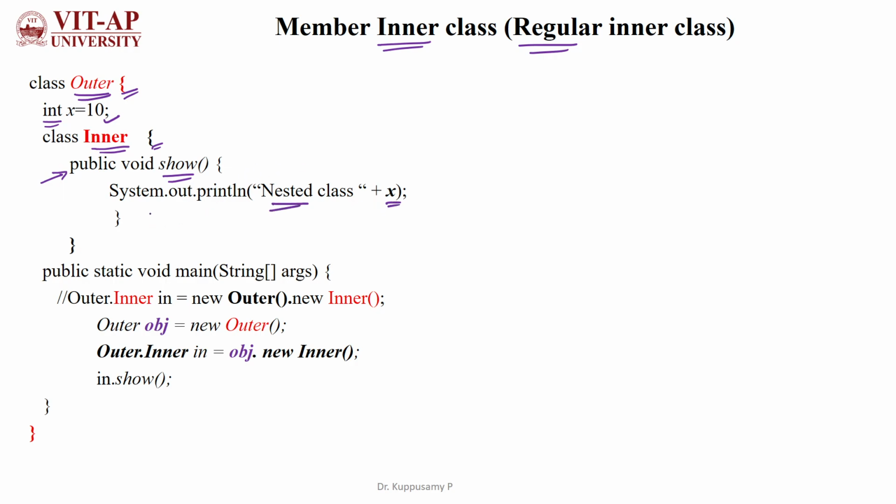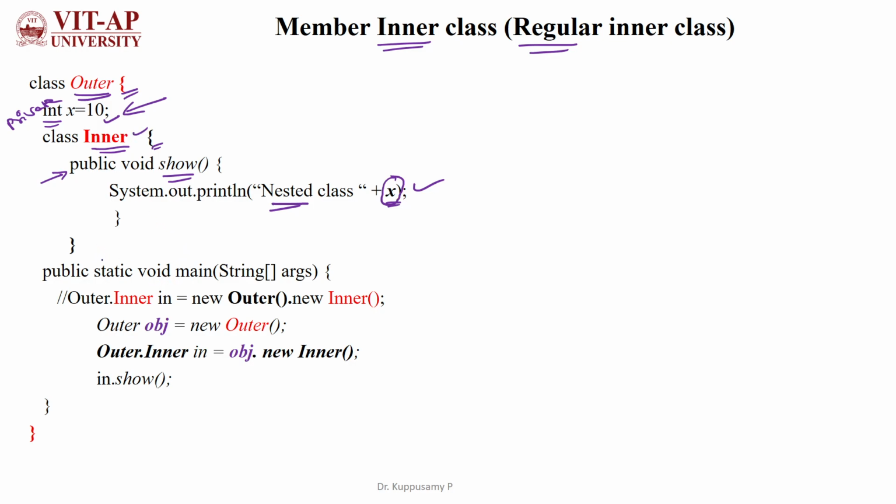Here it displays the value of x. You see this is accessing the value of the outer class variable, declared inside the outer class, but the inner class has the accessibility to access the outer class variable. Even if the variable is declared as private, that can also be accessed by the inner class.